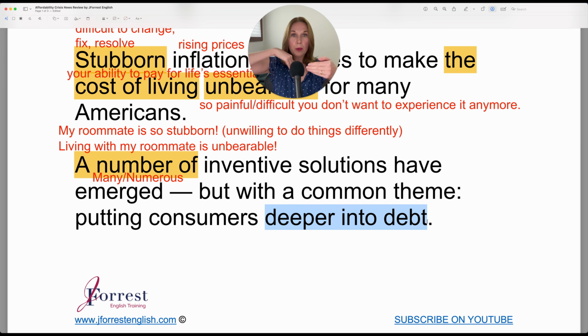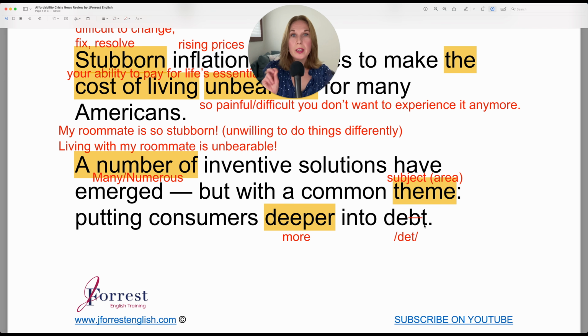So deeper, of course, is more, but debt is negative. Let's say this is $0. You owe $0. Positive would be you have $100 in your savings account. Negative 100. Let's go deeper. So more negative, negative 1,000, negative 2,000. So deeper is negative. It means more debt.